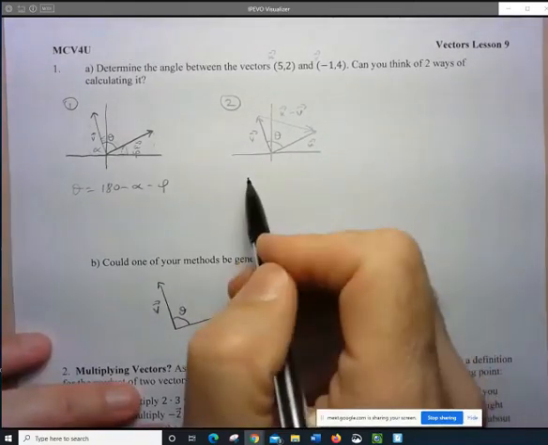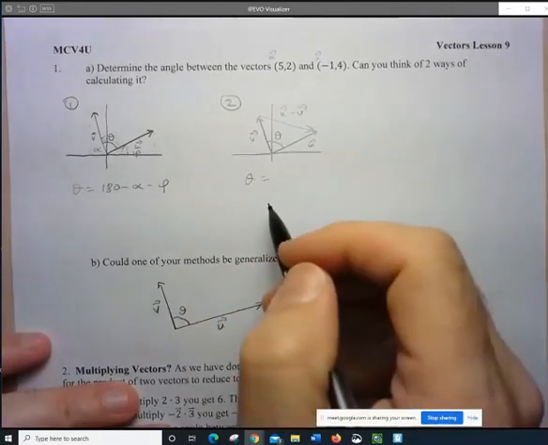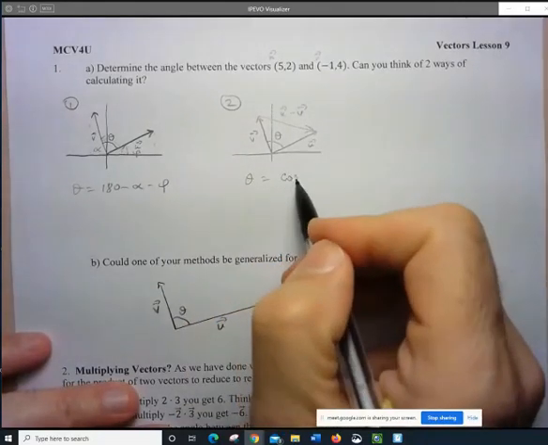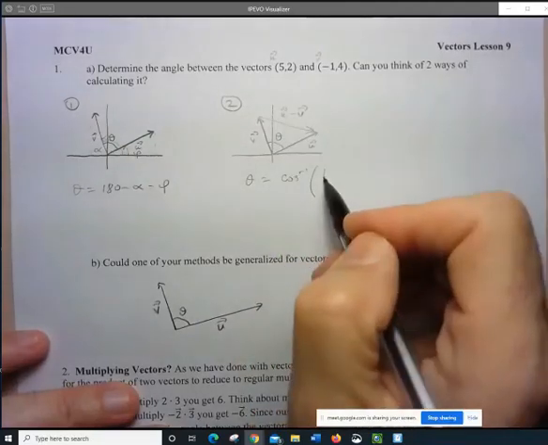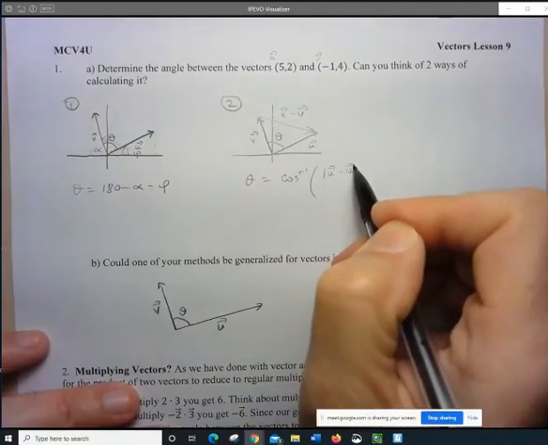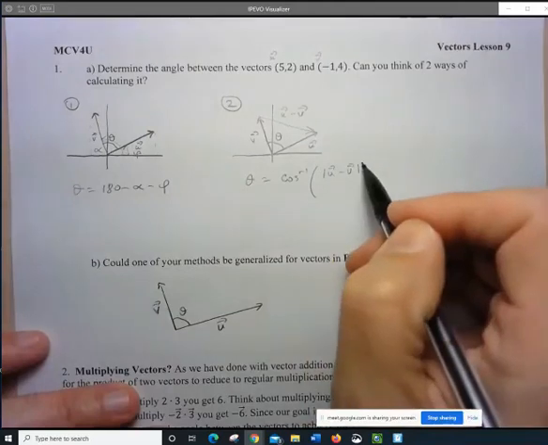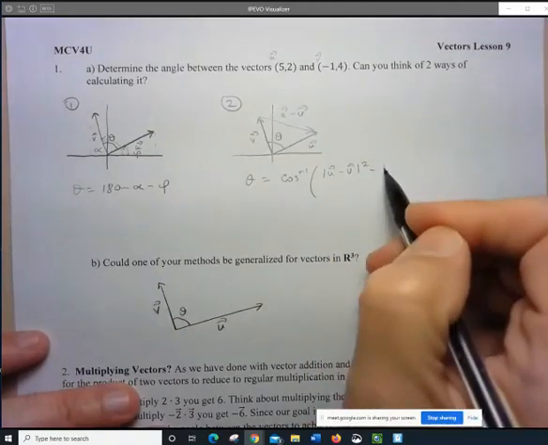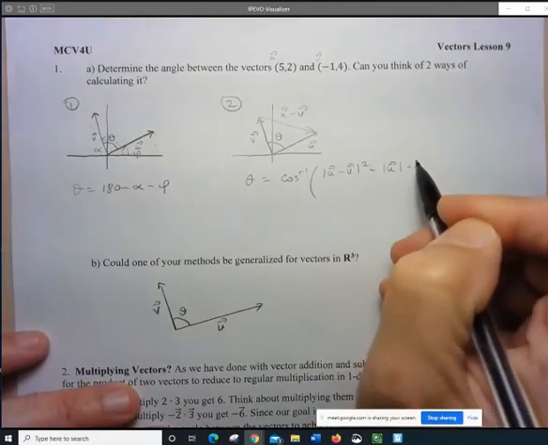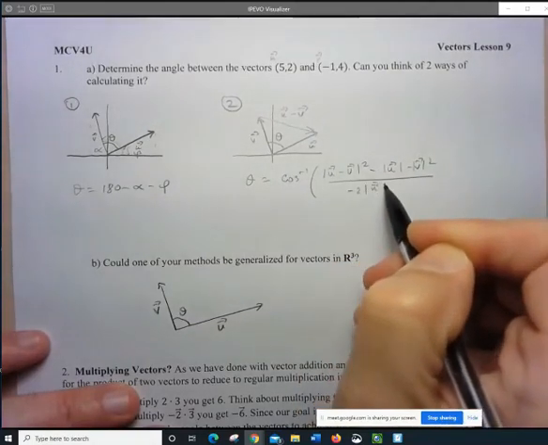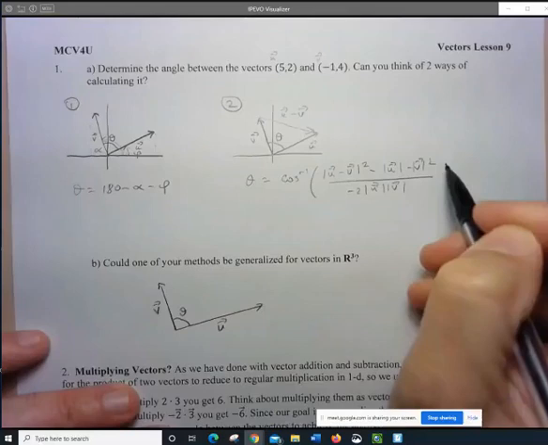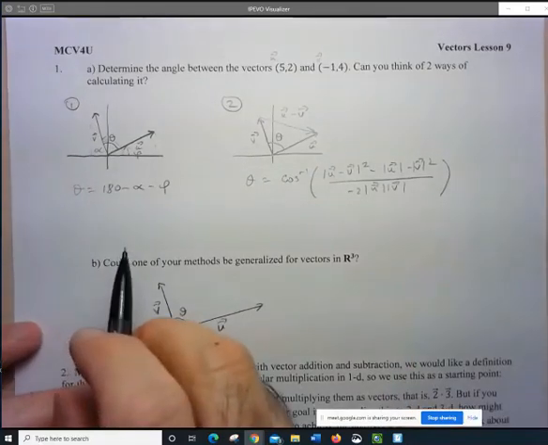So here you could find theta, which would just be cos inverse of, okay, this is the opposite side, so magnitude of U minus V, or V minus U, whatever your pleasure, squared, minus magnitude of U squared, minus magnitude of V squared, all over -2 magnitude of U, magnitude of V. And there you go. You can find your angle.